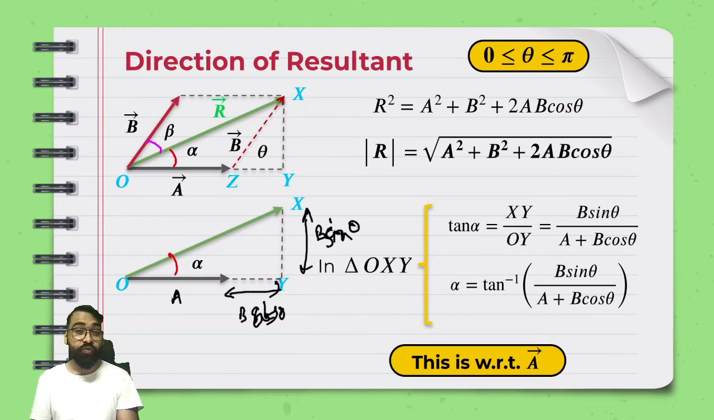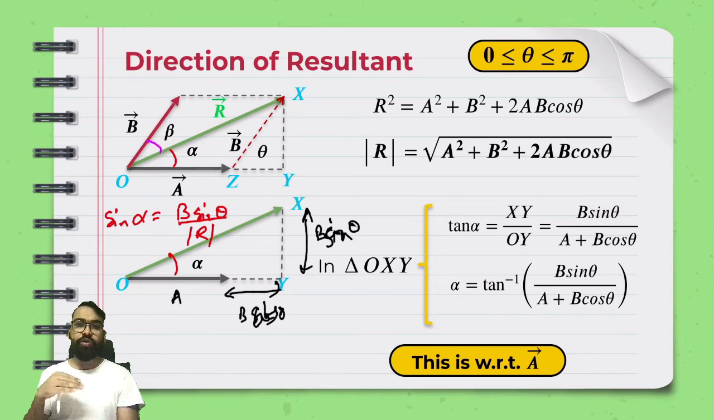This is not with respect to vector b, right? Another thing that you can probably do, sort of your homework, you can also write sine of alpha as perpendicular by hypotenuse. So just in case I wanted to write sine of alpha, I will say this is b sine theta divided by magnitude of r. Similarly, you can write cos alpha, cot alpha, cosec alpha, sec alpha. But the most commonly used thing happens to be tan. So that's why I have written that down.